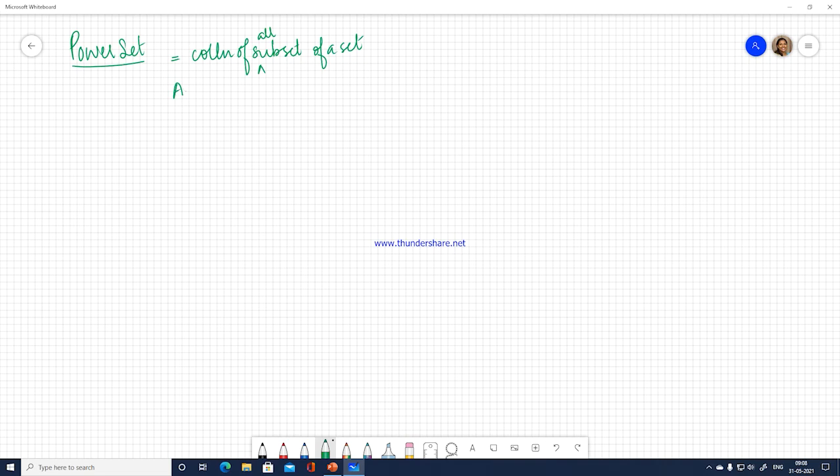Let's consider A as X and Y. The power set of this set will be, initially, an empty set. It consists of a set X alone, a set Y alone, and a set consisting of X and Y together. So the number of elements will be 4.